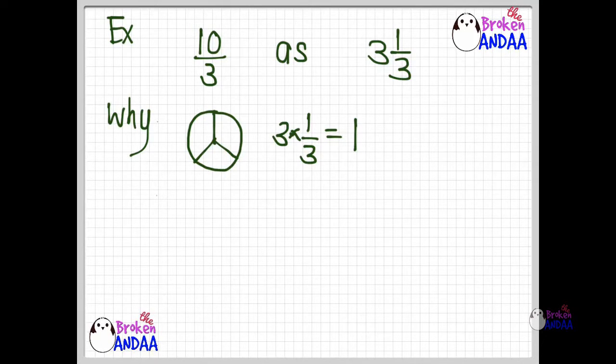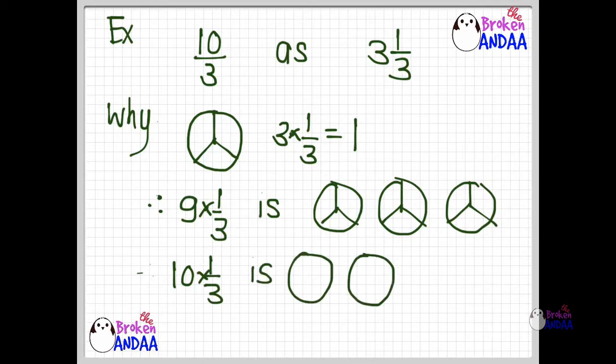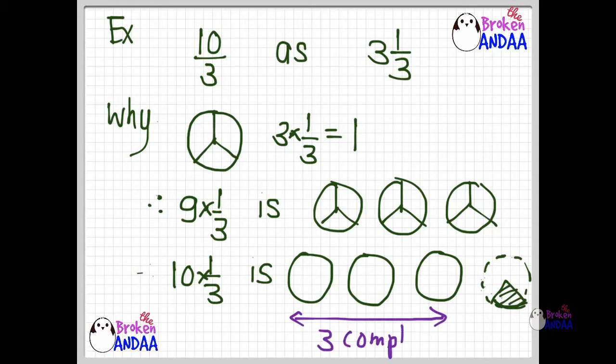So similarly, 9 into 1 by 3 is equal to 3. Right? Similarly, 10 into 1 by 3 is 3 complete parts and 1 by 3. So that's why we write it as 3 and 1 by 3. Okay.